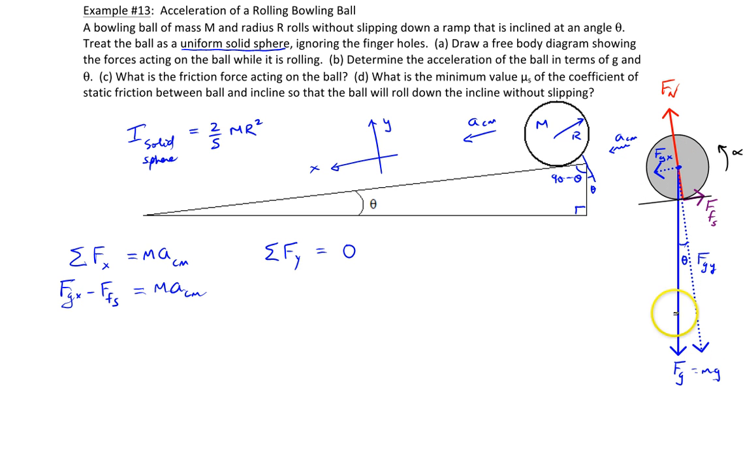Well, Fgx would be the opposite side of this, and so we'll be using the trig ratio sine theta. Sine theta is equal to opposite over hypotenuse. So Fgx we can rewrite as mg times sine theta. So we'll replace that over here with mg times sine theta minus the force of static friction is equal to m times a of the center of mass.